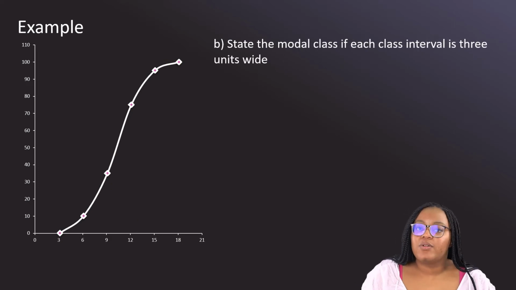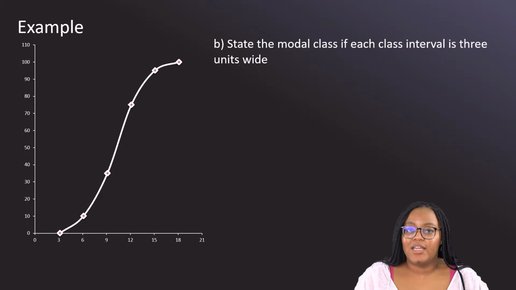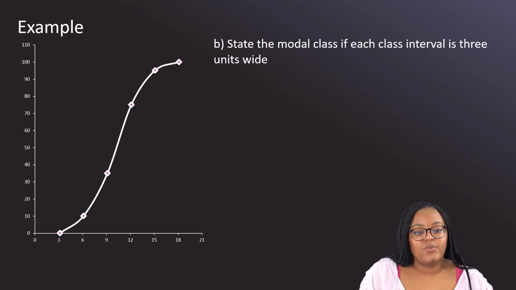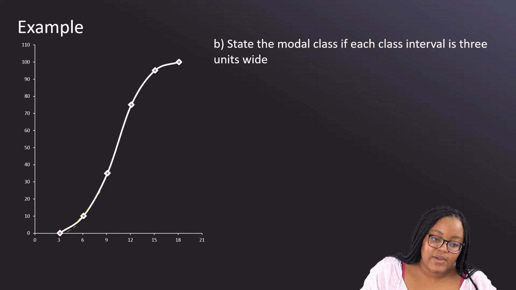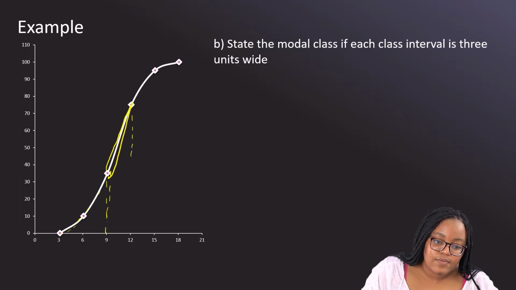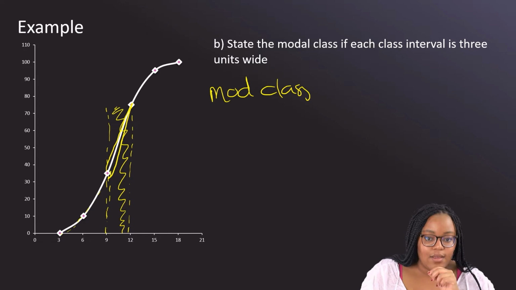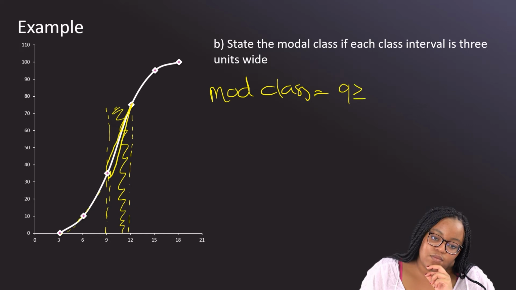Now let's state the modal class if each class interval is 3 units wide. Now remember, the modal class is the class in which we have the highest frequency of our data. And so in this ogive, that's going to be the class in which we have the steepest gradient on this ogive. Looking at this ogive, we can see that it's going to lie between these 2 points, and that is going to be between 9 and 12. Therefore, the modal class is going to be between 9 and 12.